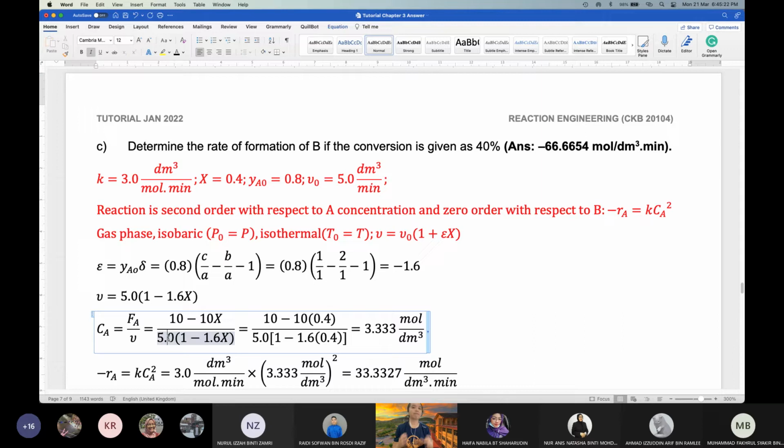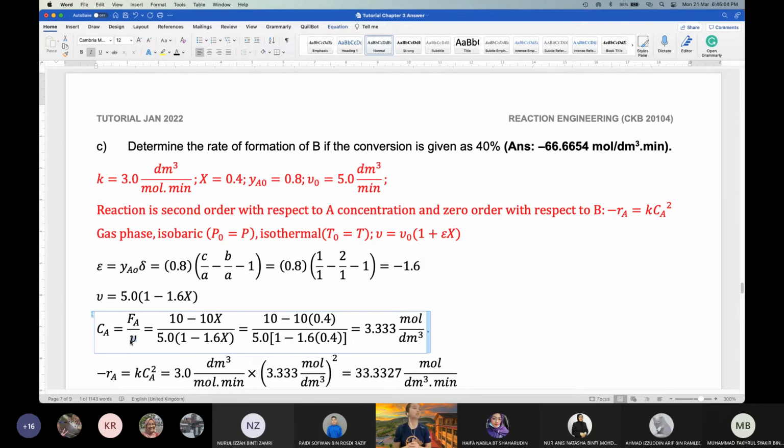Okay, so how do we do this? We want to find CA. CA equals the outlet molar flow rate of A divided by the outlet volumetric flow rate. This is the same as liquid: it must be outlet concentration, outlet molar flow rate, outlet volumetric flow rate. The only difference now is that the outlet volumetric flow rate is no longer the same as the inlet for gas. Again, I repeat, the problem now is that the outlet volumetric flow rate of gas is not equal to the inlet volumetric flow rate. We have to find the new outlet volumetric flow rate.